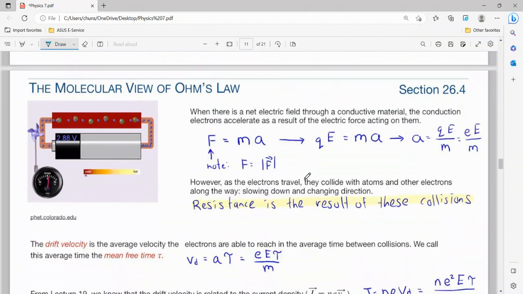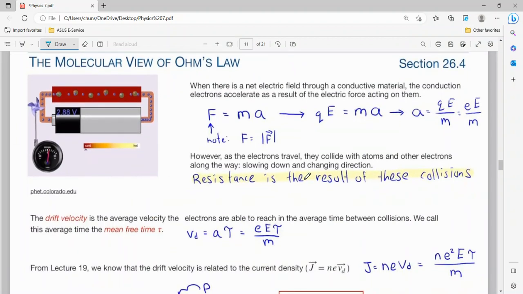Okay, so now moving on, this is a molecular view of Ohm's law. So we know that from Newton's second law that F is equal to ma, and we know that electrostatic force is equal to Q times E. So if we plug that in for our value of F here, then we can isolate for our acceleration, which is going to be Q times our electric field over our mass. And that's going to equal this, where e is now our elementary charge because we are working with electrons.